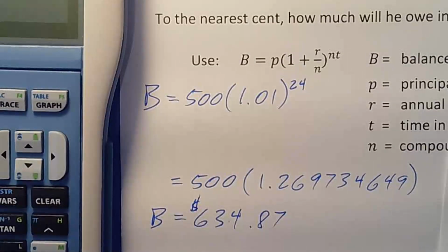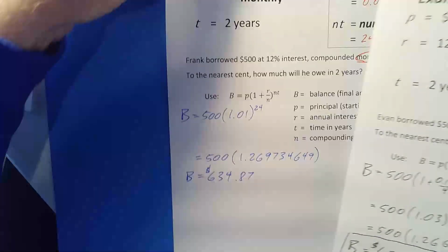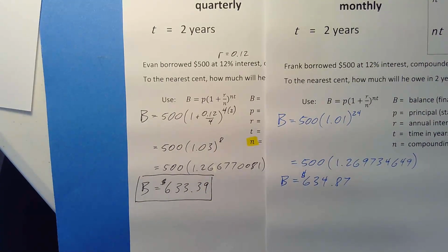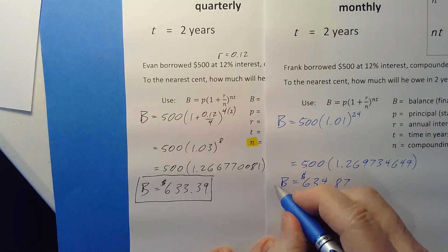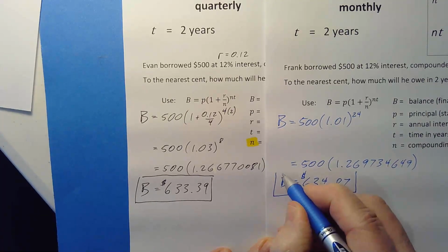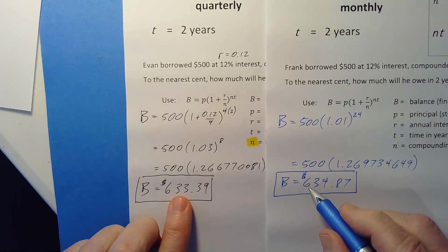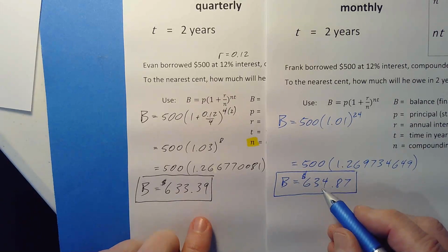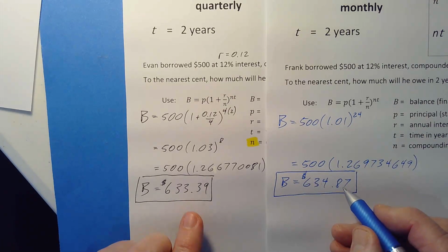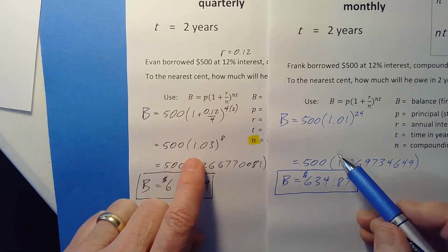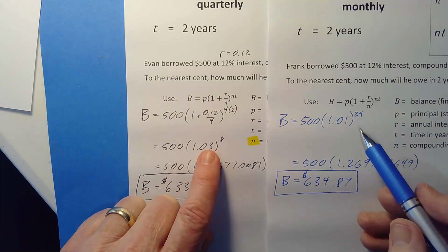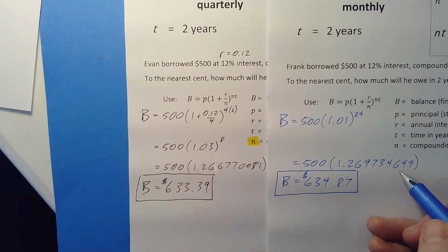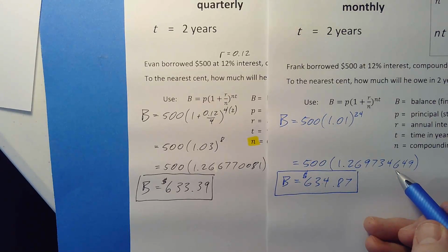Now let's compare that to what we did just a second ago. I'm going to zoom out so we can see both together. The one on the left is what we did when it was quarterly. The one on the right is what happens when we compute it monthly. It was 633.39. If we compound monthly, we get 634.87. Comparing 1.03 to the 8th versus 1.01 to the 24th, it's similar at the beginning, but right about here things start to change, and we get very different numbers for those decimals.